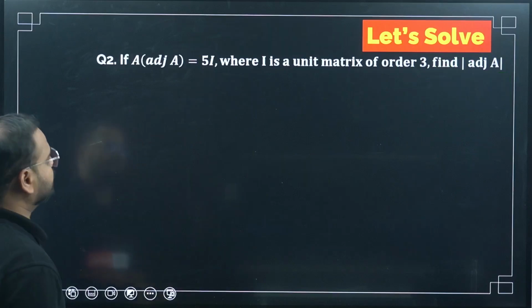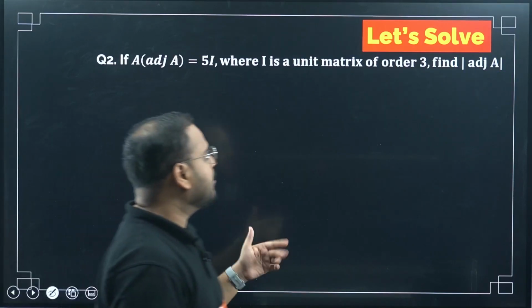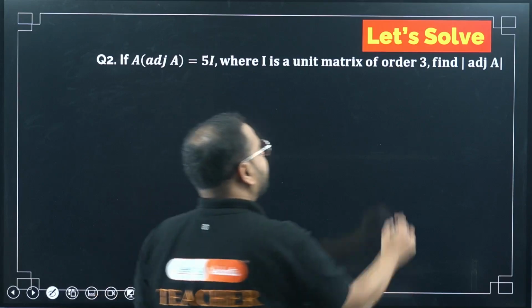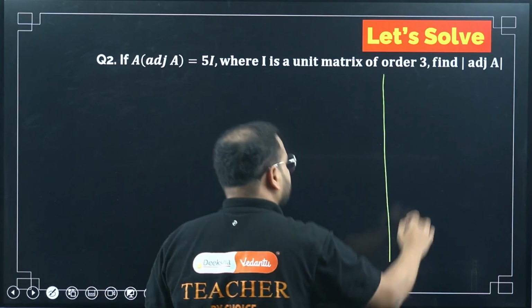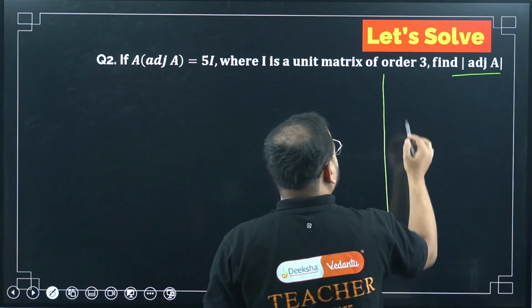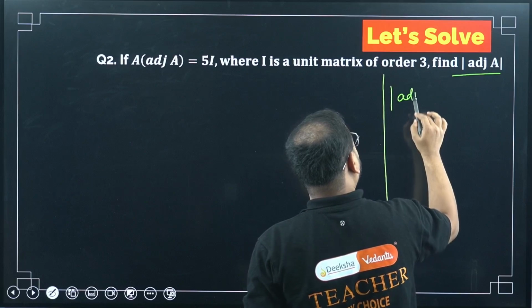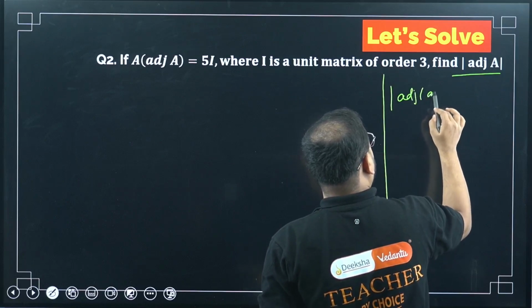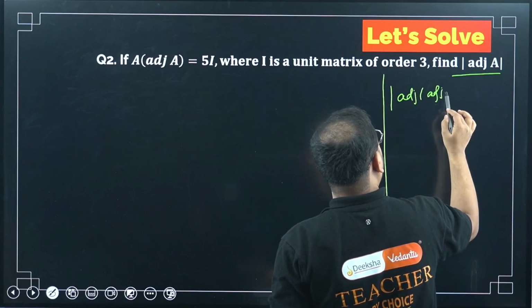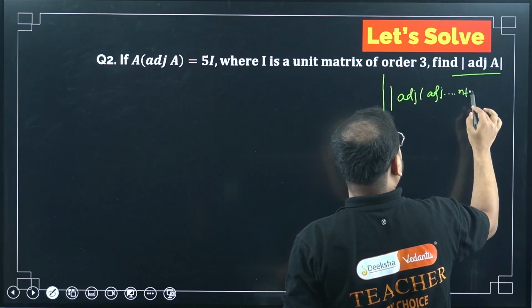Moving on to problem number 2. Again, I've taken this also as a property. What is the property over here? I'll write the property first, then I'll use it. The property is, check here, determinant of adjoint of adjoint, dot dot dot, n times like this.